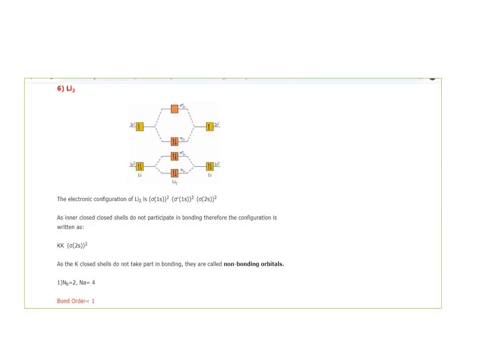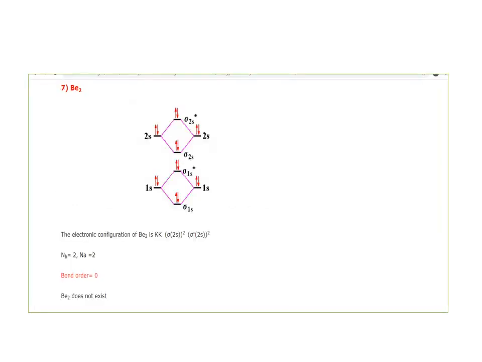So bond order will be calculated. Next for beryllium molecule, Be2 molecule. And what about in this case Be2 molecule? Again you can show sigma 1s as K, sigma star 1s as K. Both are filled. And move further, and the energy level diagram is shown on the screen.